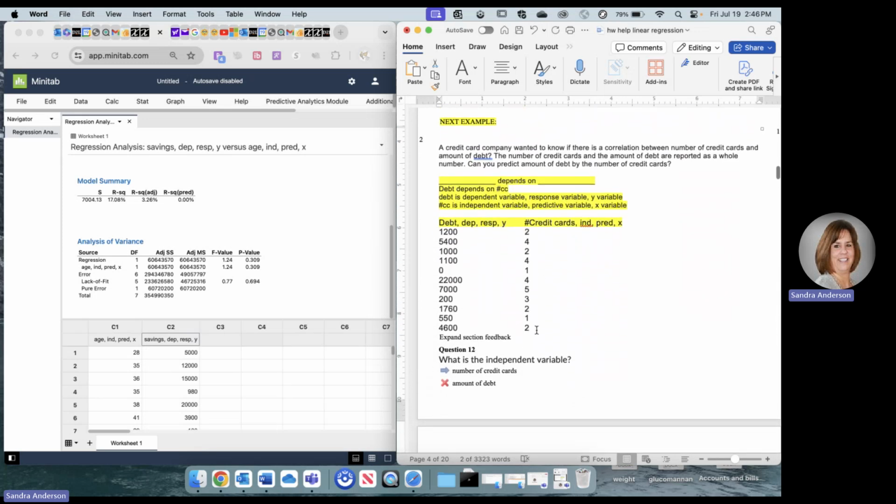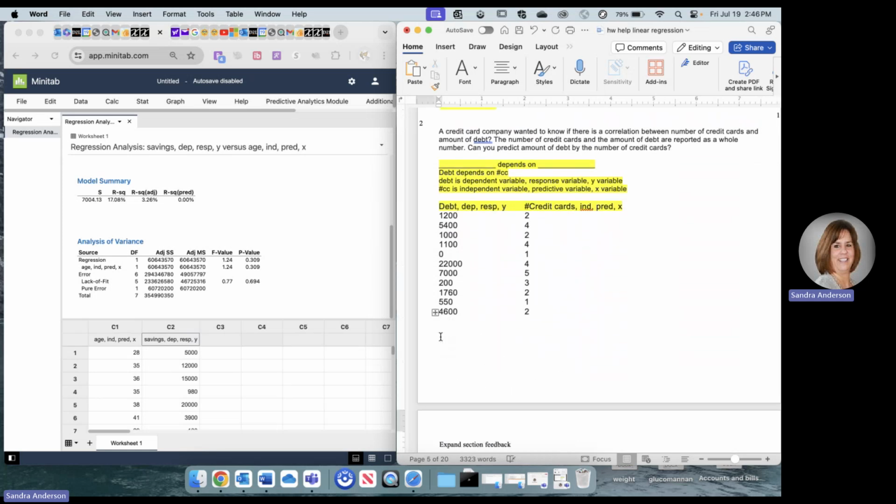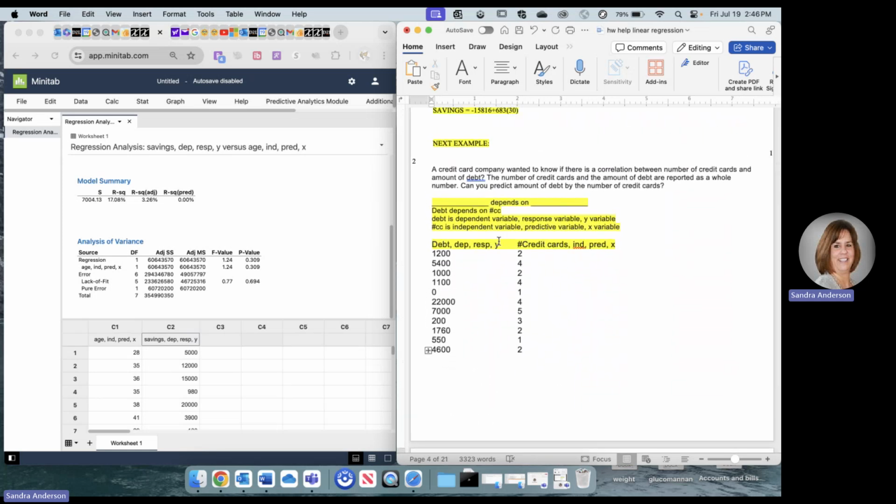I do want to look at one more, just real quickly, so we can make sure you're getting your dependent and independent variables correct. Because like I said, if you can't get those, then you're going to have a hard time with anything else. Okay, so let's take a look at this. Again, I'm going to open up blank depends on blank, and I'm going to read the problem. A credit card company wants to know if there's a correlation between the number of credit cards a person has and their amount of debt.